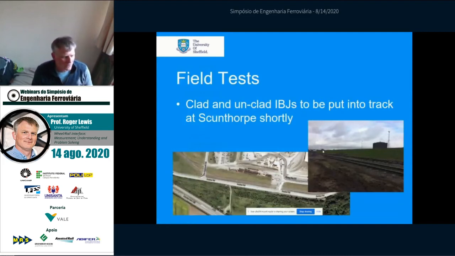The next step in this work is to carry out some field tests, which we'll do at the British Steel plant at Scunthorpe. So we've had a series of OBJs made up, and we'll be testing them there as soon as we can. At the moment the British Steel plant is still running, but we're unable to go there because of the COVID crisis.